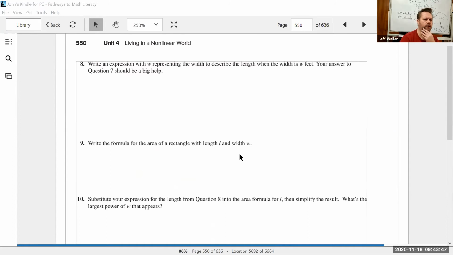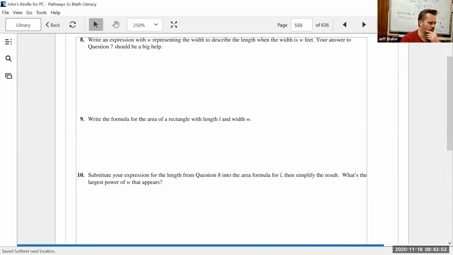Okay. So look at number 8. We basically already did this. Write an expression with W representing the width to describe the length when the width is W. Okay, they take a long time. So remember, we already did that. We did L equals P minus 2W divided by 2.